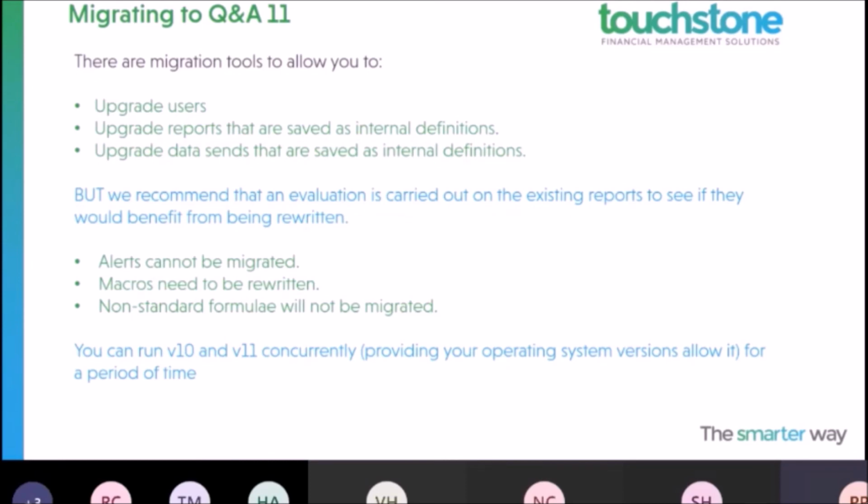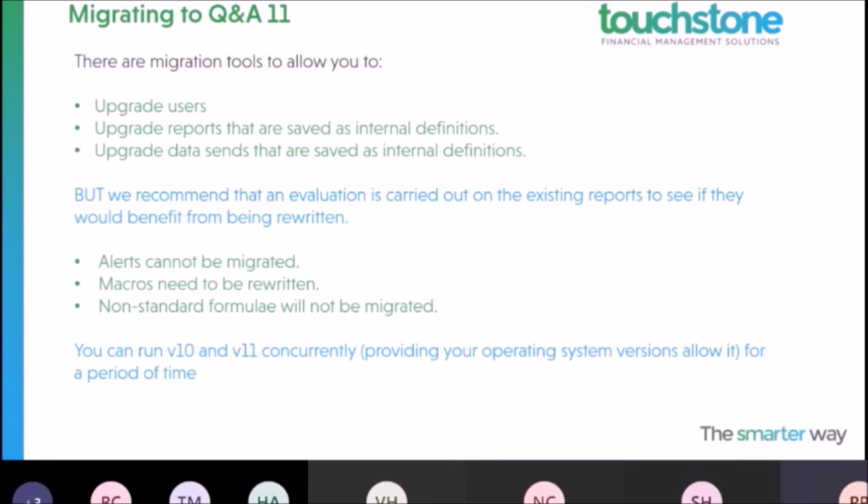There are some things that can't be migrated. So if you are already a Q&A alert user, you can't migrate your existing alerts, and that's due to the fact that the product's been rewritten. Macros will need to be rewritten in the new product. So if you use macros in Q&A 10 to have buttons on your workbooks or refresh stuff, they would need to be rewritten. And non-standard formulae cannot be migrated.